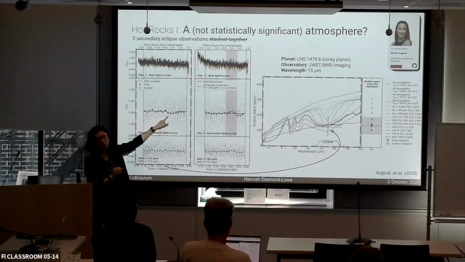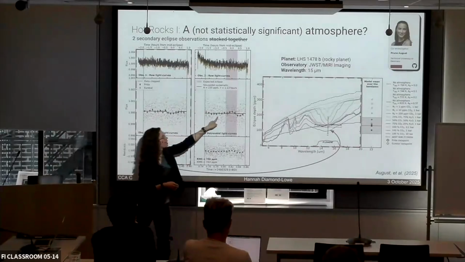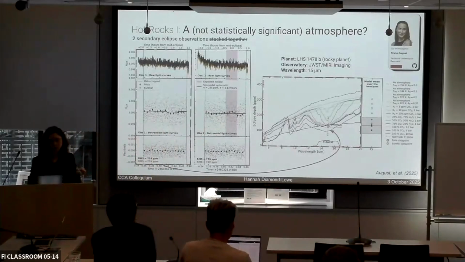Looks pretty good. You get a detection of the eclipse that's not statistically significant. That's why we took 2. The second one has this very intense systematic. We don't know why this is happening. We've considered the option that it's a flare from the star. It doesn't seem to fit other flares we've since seen at 15 microns.